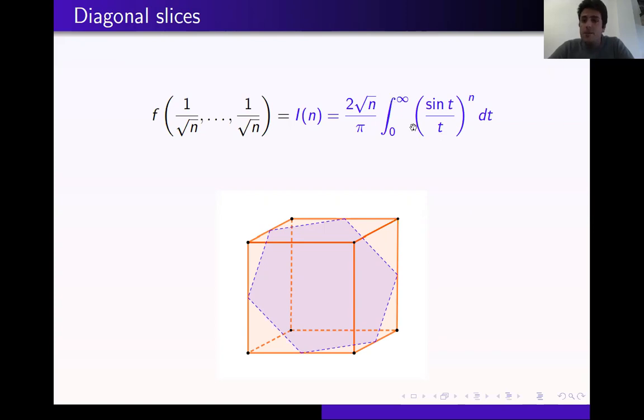And this is the main object of study in our talk. So several properties of this sequence have been studied since the beginning of the 20th century. Let me say a couple of things about this sequence.